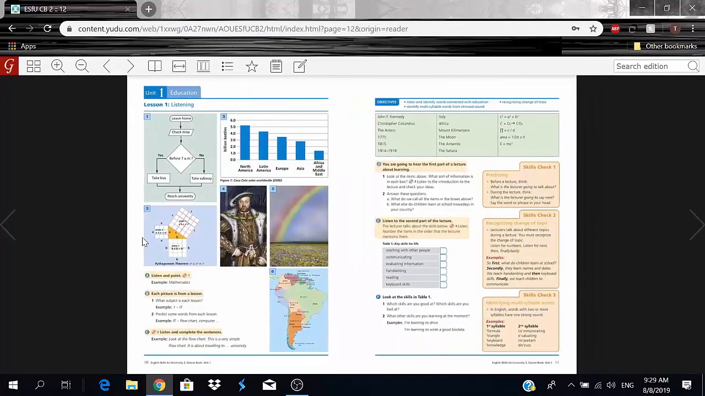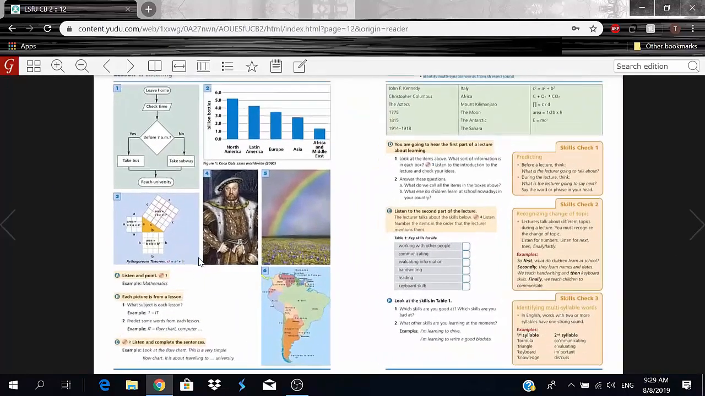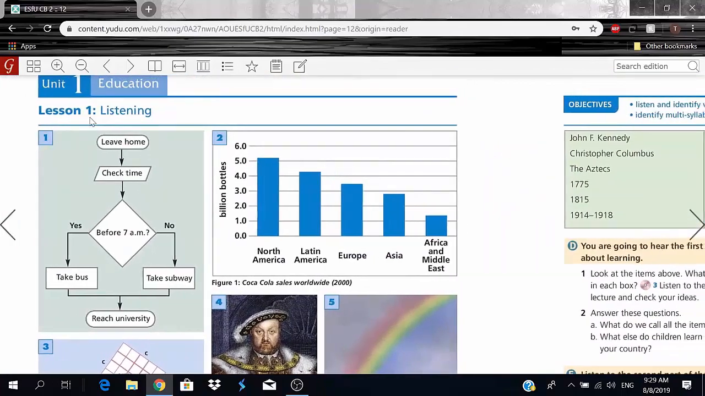Okay, simple stuff. You can always rewind to better your pronunciation. Now let's hop into Lesson 1, Listening.